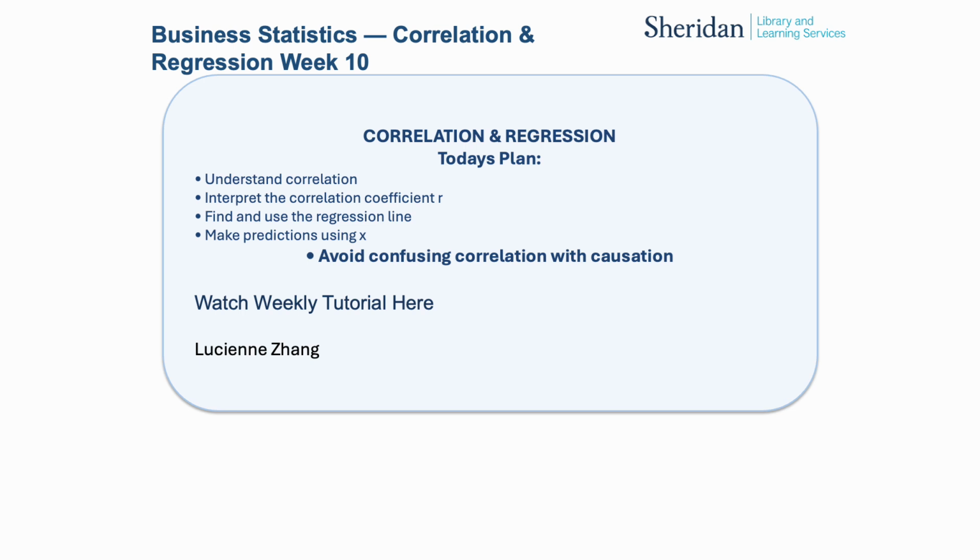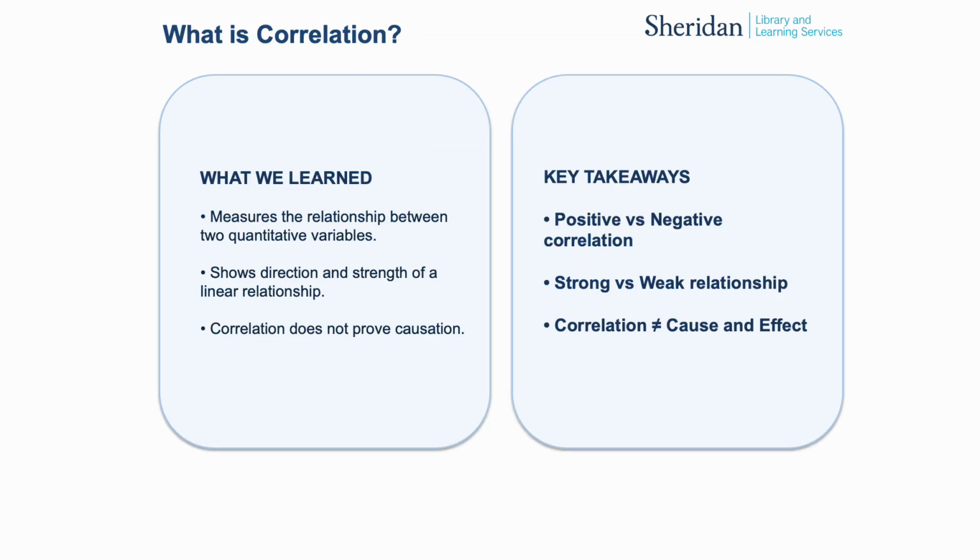What is correlation? Now let's begin by answering a very classic question. What is correlation? Correlation is a statistical measure that describes the relationship between two quantitative variables. The key word here is relationship. It tells us whether two variables tend to change together. It doesn't tell us that one variable causes the other. It simply tells us whether they are associated.